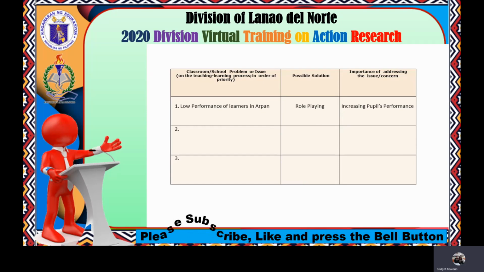So, the first column: classroom or school problem or issue on the teaching-learning process, in order of priority. So the first priority is the biggest problem, then the second problem, then the third problem. If you have many problems, you add them there. And then an example is low performance of learners in our PAN. The learners have a low MPS, so that is a big problem for us in our PAN.